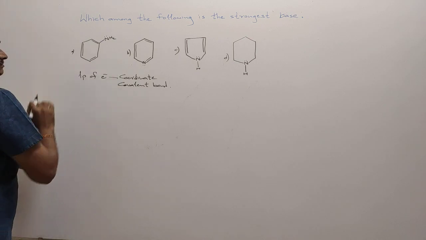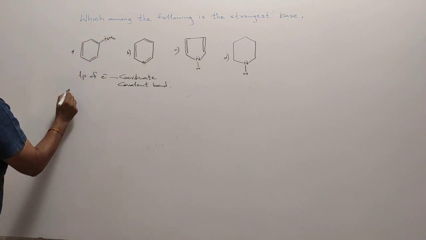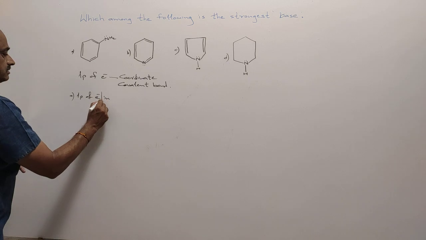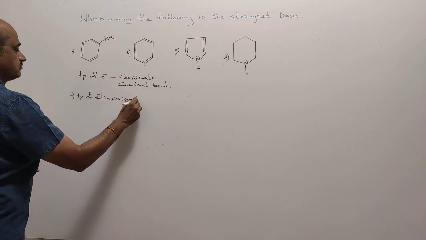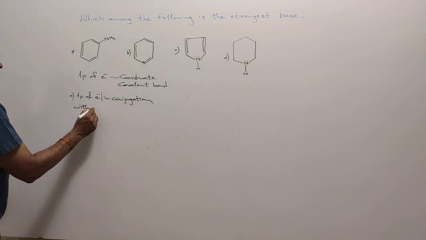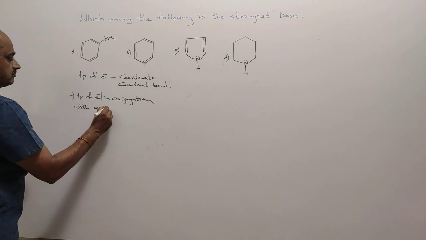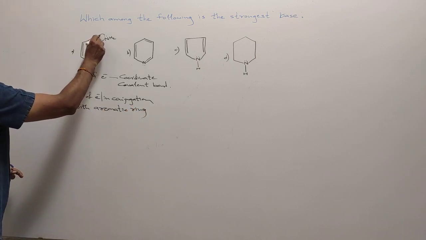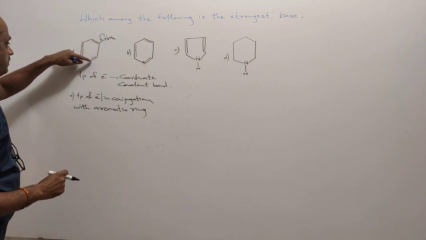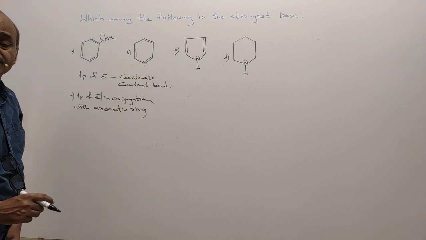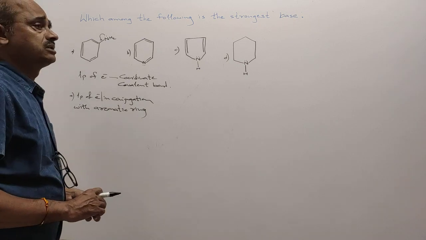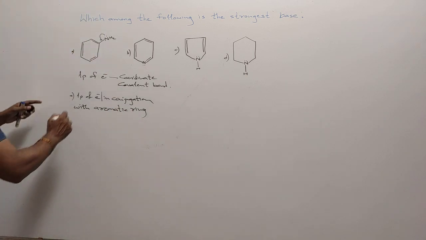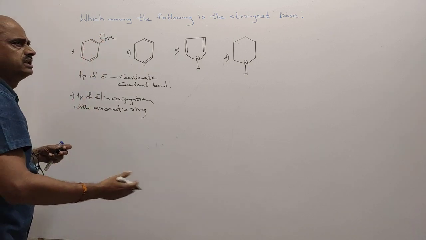Now let us consider one by one. In case of A, the lone pair of electrons is in conjugation with the aromatic ring. Lone pair, sigma, pi, sigma, pi, so this is what we call conjugation. If there is a conjugation, then the lone pair can take part in various resonating forms. I will not show all the resonating forms.